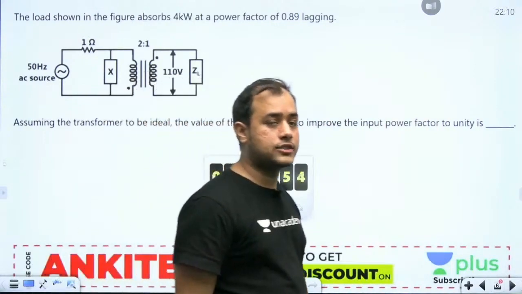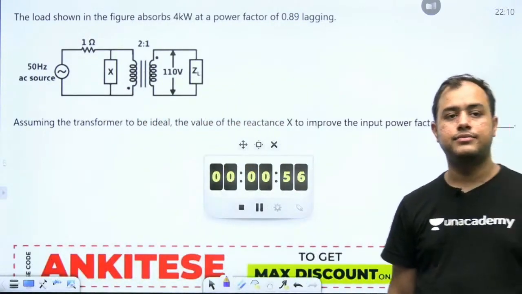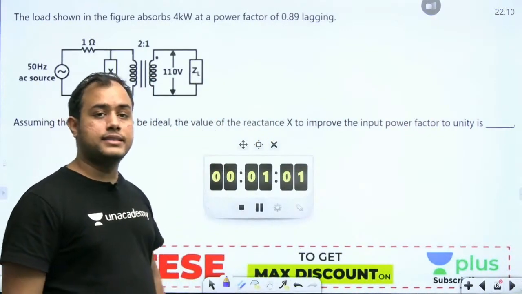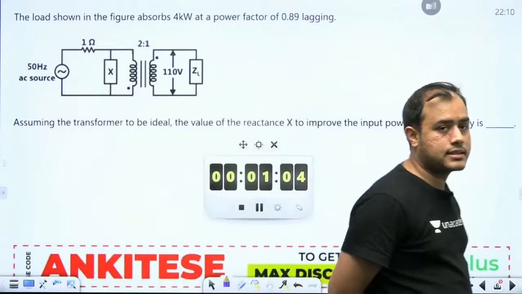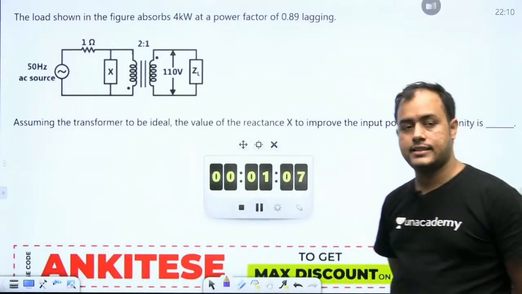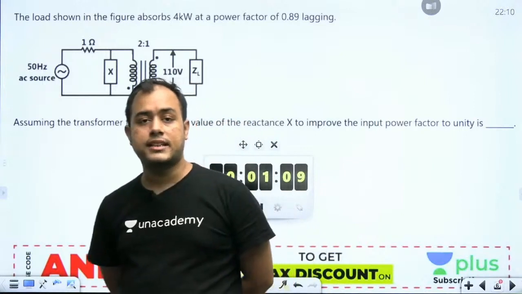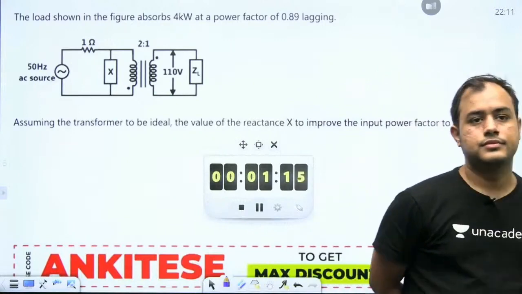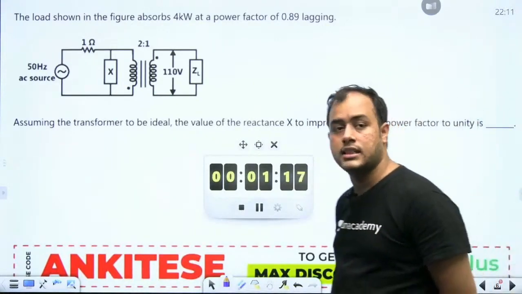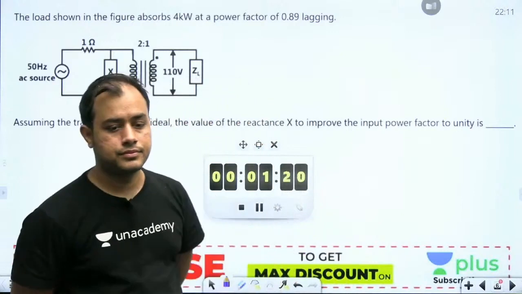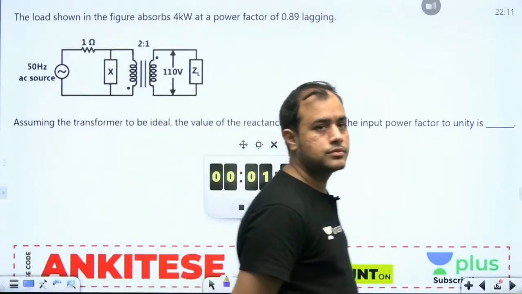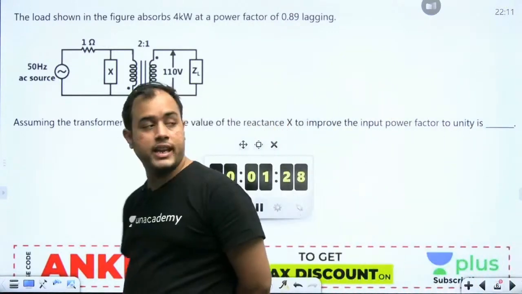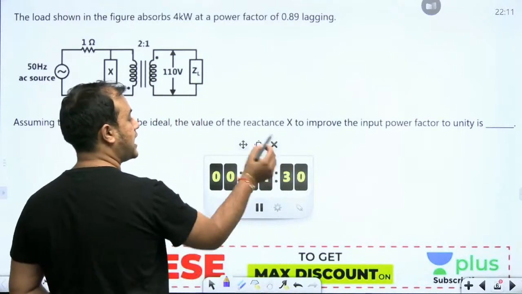Puneet has answered first. What about others, guys? 1 minute has passed. You only have 30 seconds left. Ritesh has answered. Akshay. Come on, guys. Others can also answer. 10 seconds remaining. 5, 4, 3, 2, 1, and the time is up.